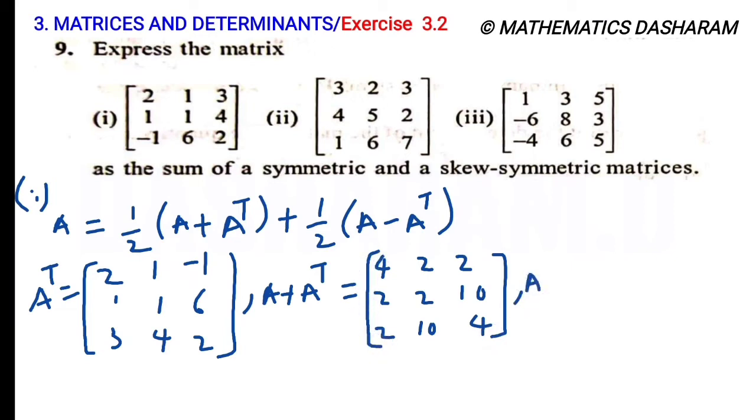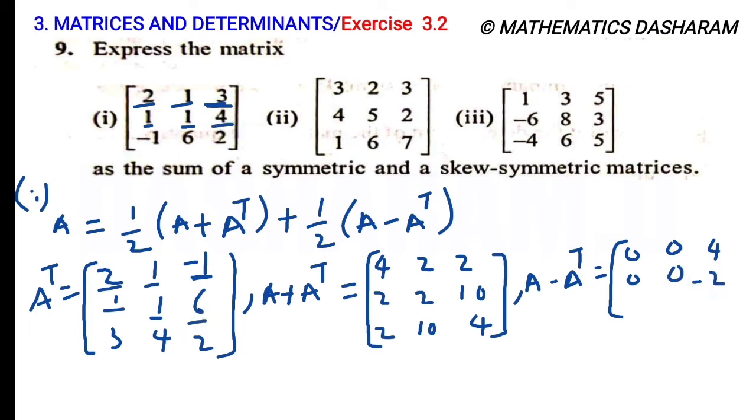Next, A minus A transpose. A minus A transpose means subtracting the corresponding elements. So 2 minus 2 is 0. Next, 1 minus 1 is also 0. Here 3 minus minus 1 is 4. Next, 1 minus 1 is 0, 1 minus 1 is 0, 4 minus 6 is minus 2, minus 1 minus 3 is minus 4, 6 minus 4 is 2, 2 minus 2 is 0.